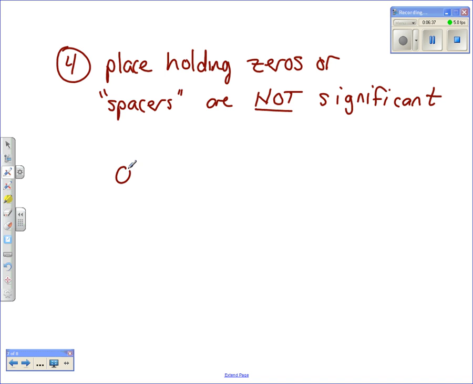Okay, examples of this would be 0.000186. These zeros here and this one are placeholders. They're just there to push this 186 further below 1. So therefore, the 186 is significant because they are non-zero numbers, but these zeros are spacers, and therefore they're not significant. So in this particular example, there are only 3 significant figures.